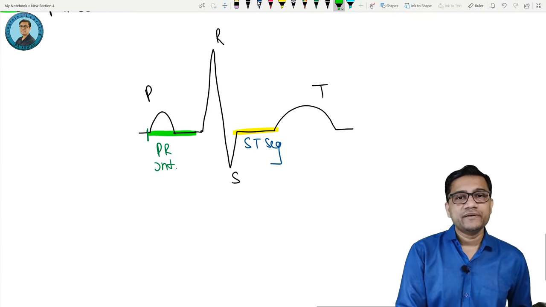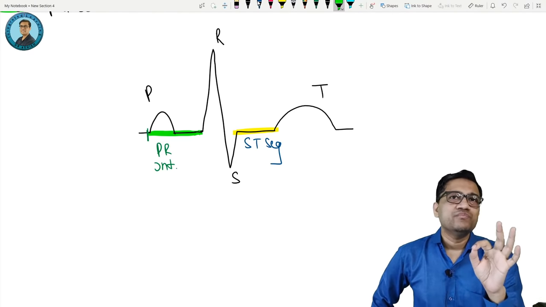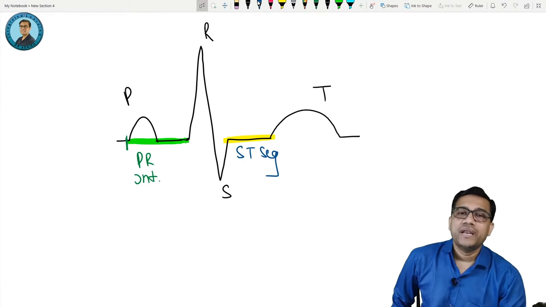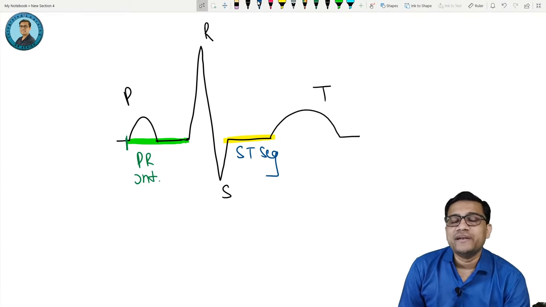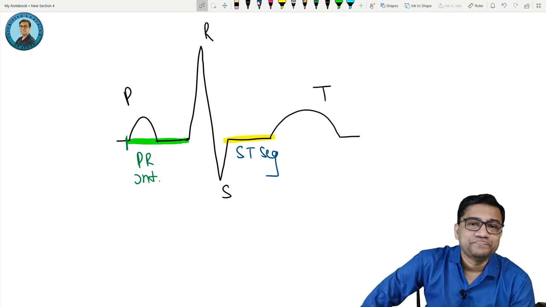So you can remember it from the start of this to R. Q is seen very rarely, maybe in V5, V6, otherwise not seen. Okay. Now, is it clear? So, PR interval and ST segment.